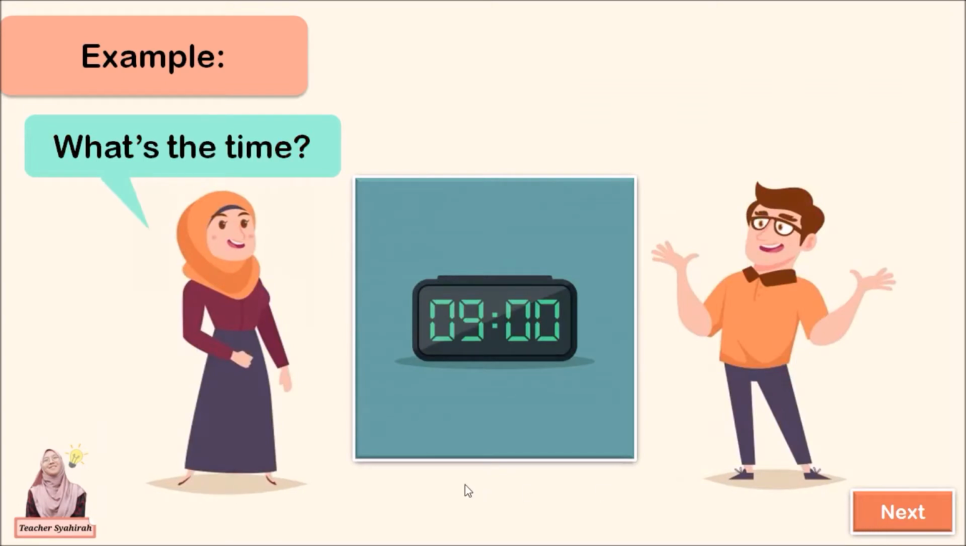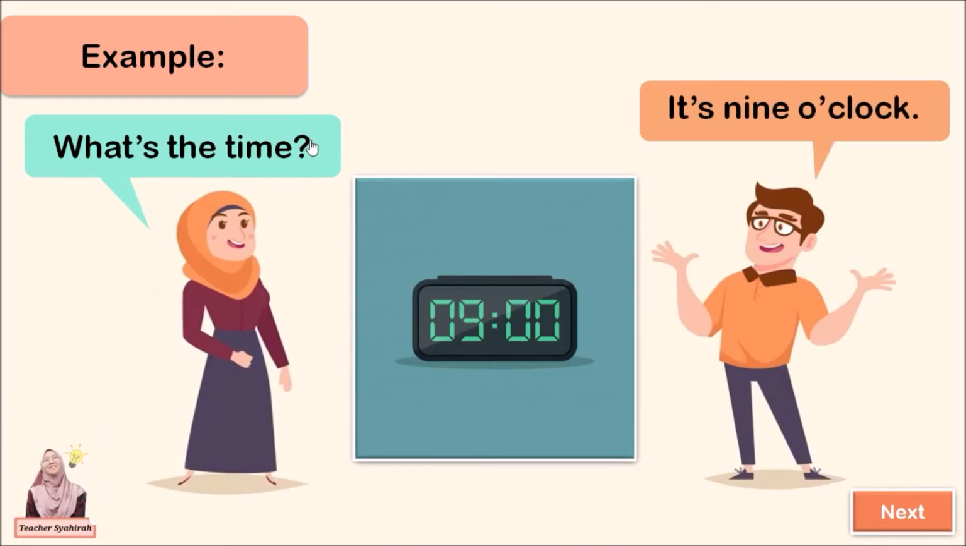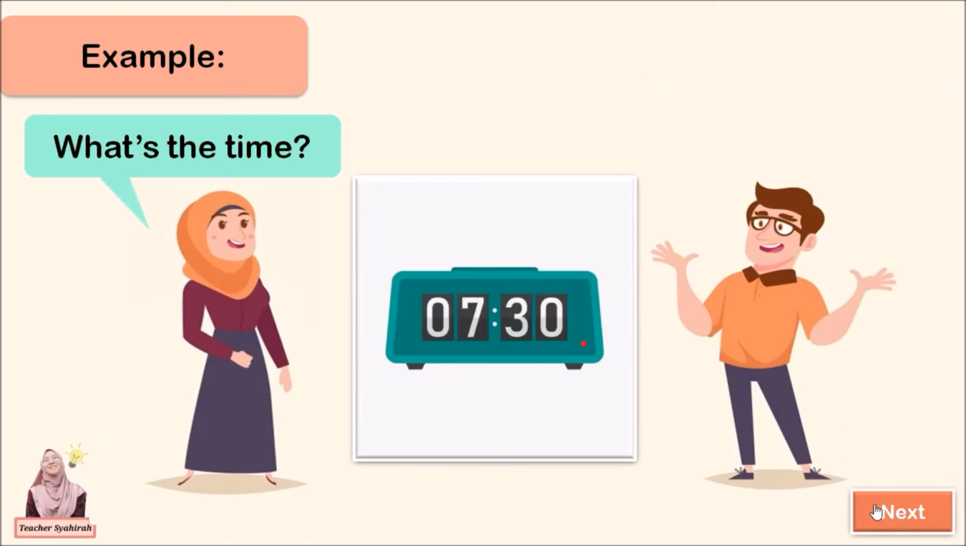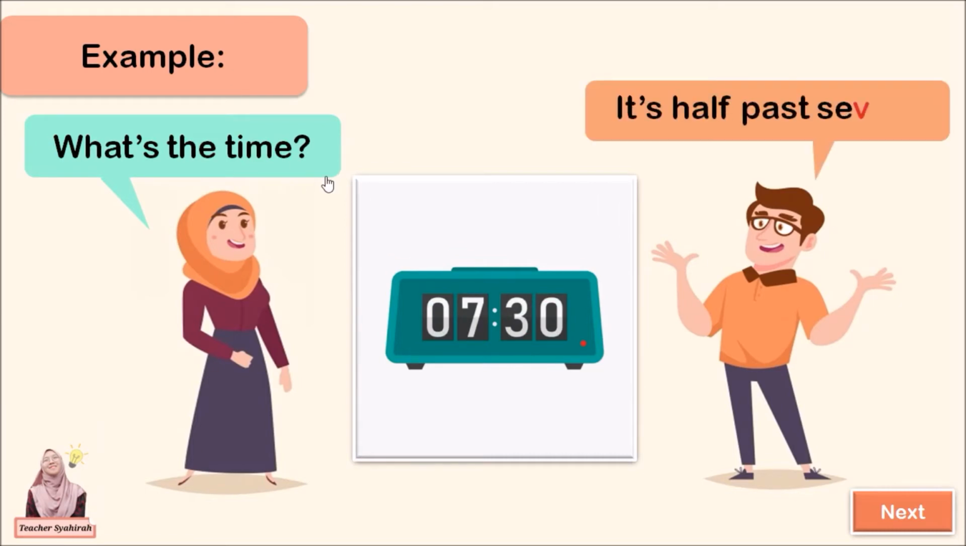The next one, what's the time? 9:00. The answer is, it's 9 o'clock. And then the next one, what's the time? 7:30. So what are the other ways? So what is the other way to say 7:30? It's half past 7.